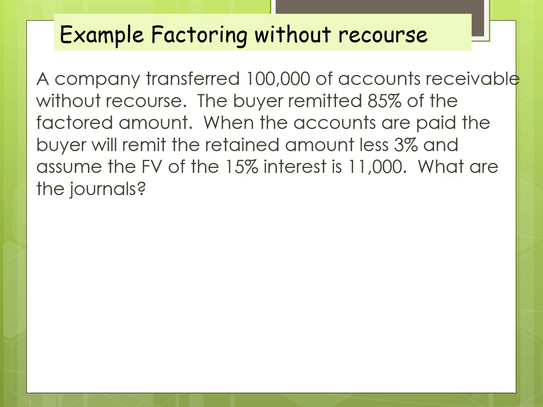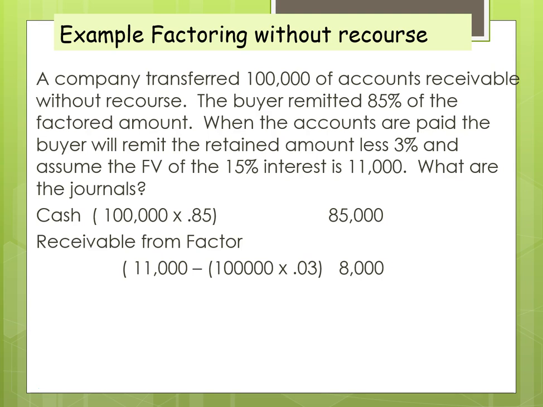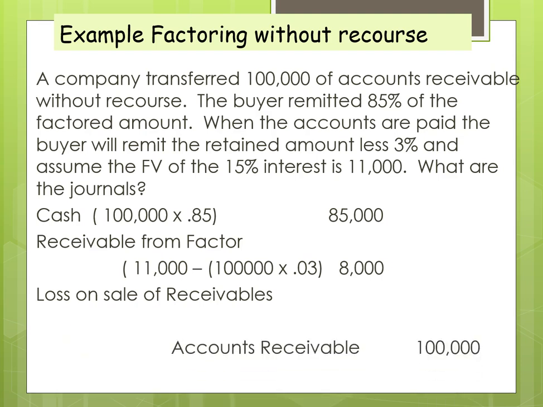So what's our journal entry going to look like? Well, first we know we're going to get $85,000 because that's $100,000 times 85%. Receivable from factor, we are assuming we're going to get $11,000 minus the service fee, which is $3,000, which means that we hope we're going to get $8,000. And then there's the difference. Then we know the total amount of the accounts receivable is $100,000. So in this case, the difference is going to be a loss on sale of receivables.